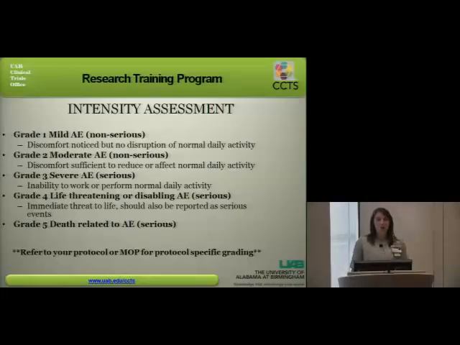Grade 4 would be a life-threatening or disabling adverse event, which is serious. This would be an immediate threat to life. It should also be reported as a serious event. Grade 5 would be death related to the adverse event, which is serious. You want to always refer to your MOP for protocol-specific grading, as this can vary from protocol to protocol.